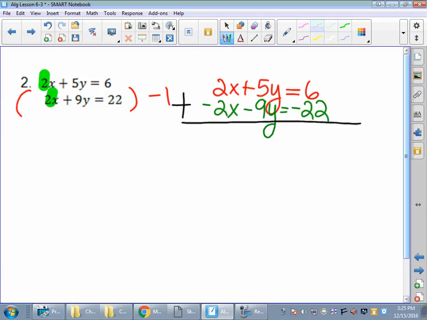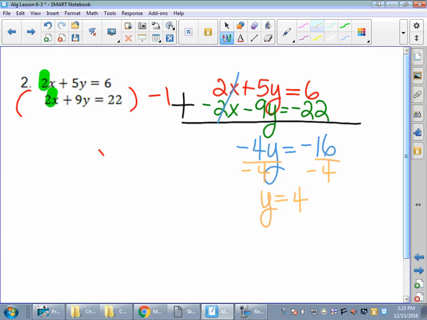Once I've got that, those x's both have 2's in front of them. They are one positive, one negative, so I can add right straight up and down. 2x minus 2x is eliminated. 5y minus 9y is -4y. 6 plus a -22 is a -16. I'm going to go ahead and divide both sides by -4. So I know that y is equal to 4.